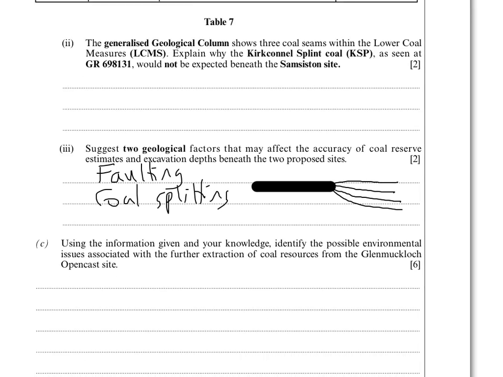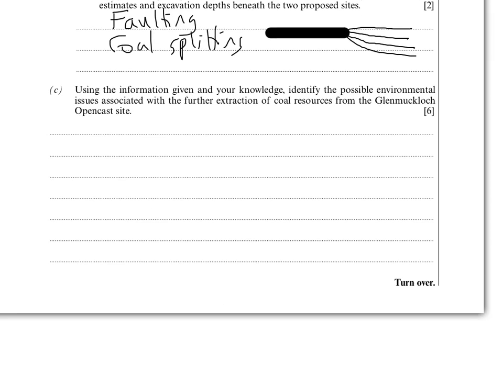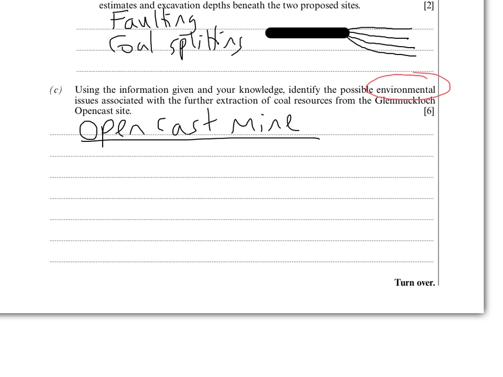Now, that part C was the bit most of you didn't get many marks at all, which is a shame because it was worth 6 marks and was pretty straightforward. So using the information given so far and your knowledge, obviously a dangerous thing, identify the possible environmental issues. Now that's key, so let's highlight that, environmental issues associated with further extraction of the coal reserves. Now, we are talking about an open cast mine, not an underground mine, so this is open to the elements.